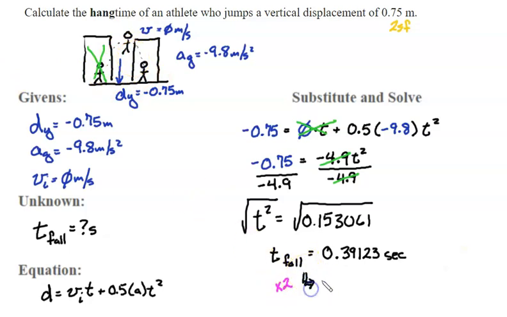And so my time to hang is 0.78246 seconds. And then if I look, I have 2 significant figures here, so my answer is going to have 2 sig figs. And when I do that, I get 0.78 seconds.